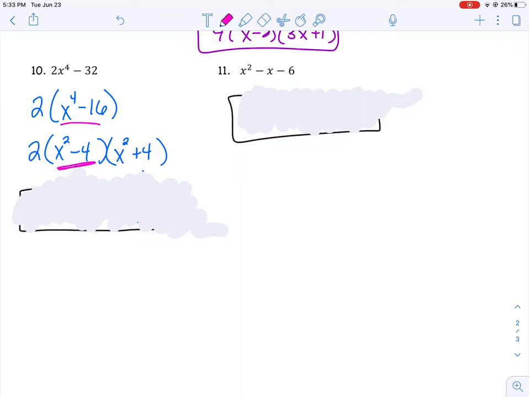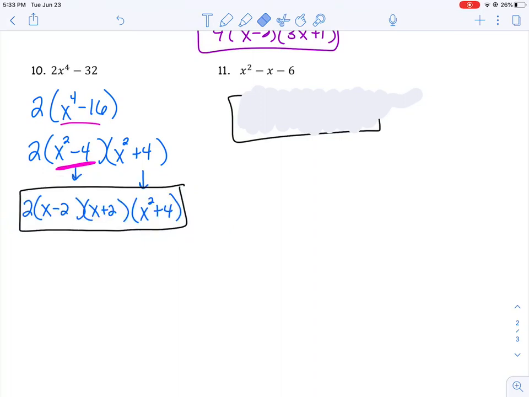Hopefully you noticed that this binomial is also a difference of squares, and it can be factored down even more into an x minus 2 and an x plus 2. Now the other one can't, remember, because there's a plus sign, but the first one can. So if we are asked to factor, we need to make sure that we factor all the way down. So our final answer should actually have 4 different factors: 2, x minus 2, x plus 2, and an x squared plus 4.